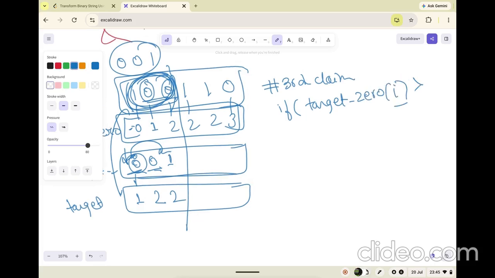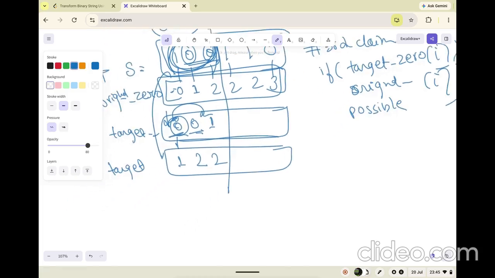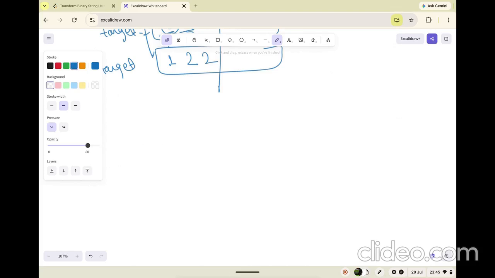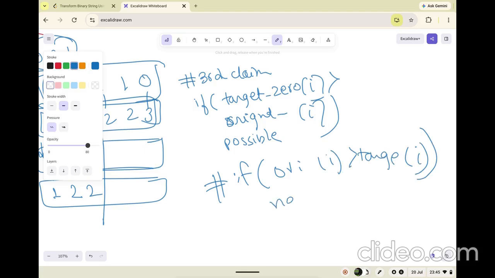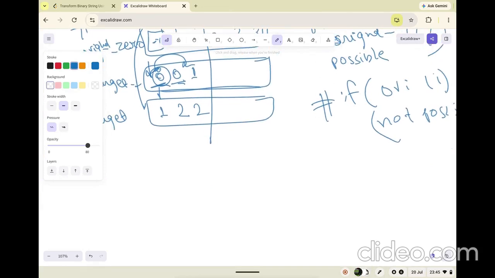So my third claim is, if my target zeros of i at any given point is greater than my original zeros of i, then it is definitely possible, right? When will it not be possible? If my original zeros of i is greater than target zeros of i, then I'm saying it's not possible. Hey, how do you say that, right? Let's try to prove it as well.